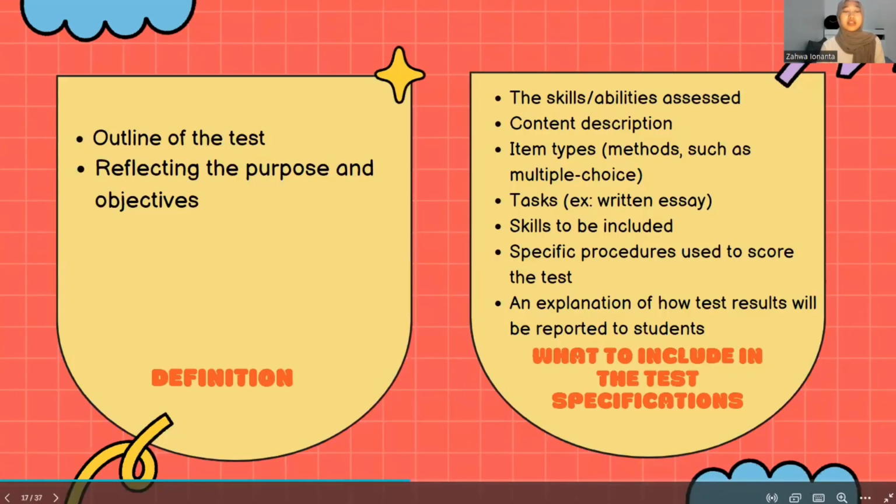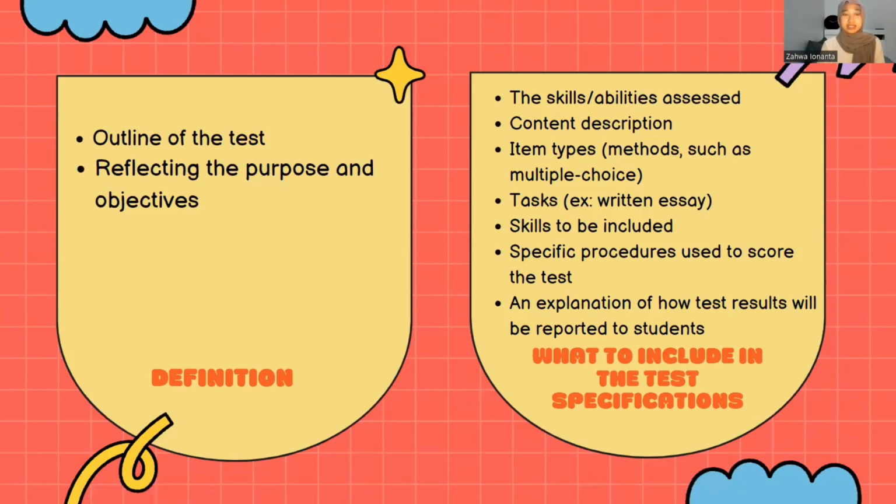The definition is an outline of the test, reflecting the purpose and objective. The test specification should include the skills or abilities assessed, and content description, and the item types, such as methods like multiple choice, and then tasks. The example is writing an essay, and skills to be included, specific procedures used to score the test, and then the last is an explanation of how test results will be reported to students.